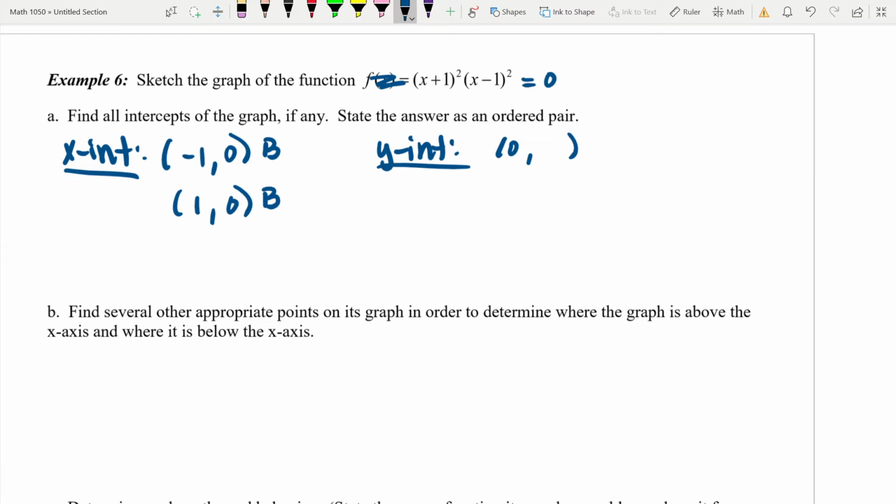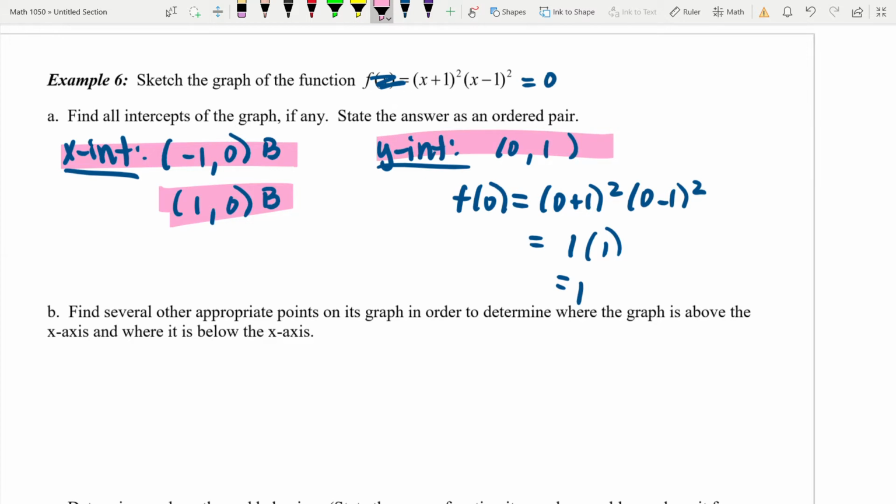Okay? To find the y-intercept, we're going to let x be 0. Everybody go, f of 0 is equal to 0 plus 1 squared times 0 minus 1 squared. Tell me what that's equal to. 0 plus 1 is 1. 1 squared is 1. 0 minus 1 is a -1. -1 squared is 1. It's not negative because you're multiplying. 1 times 1 is 1. Okay? Done.